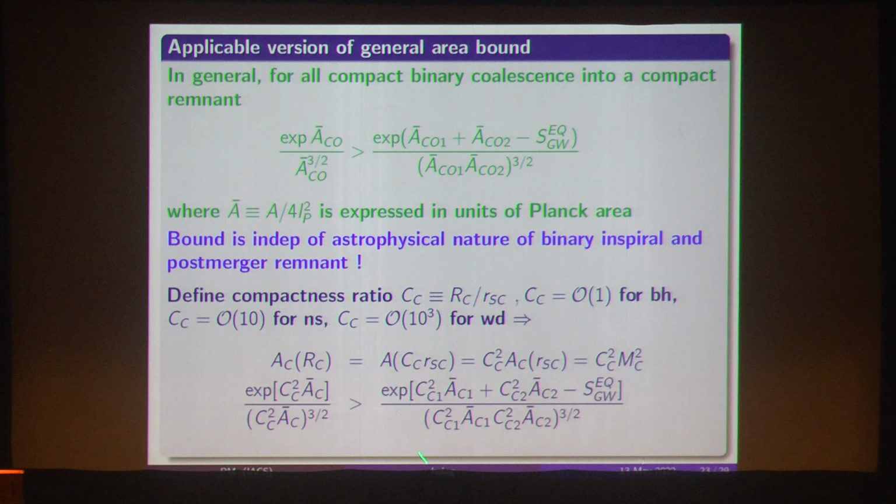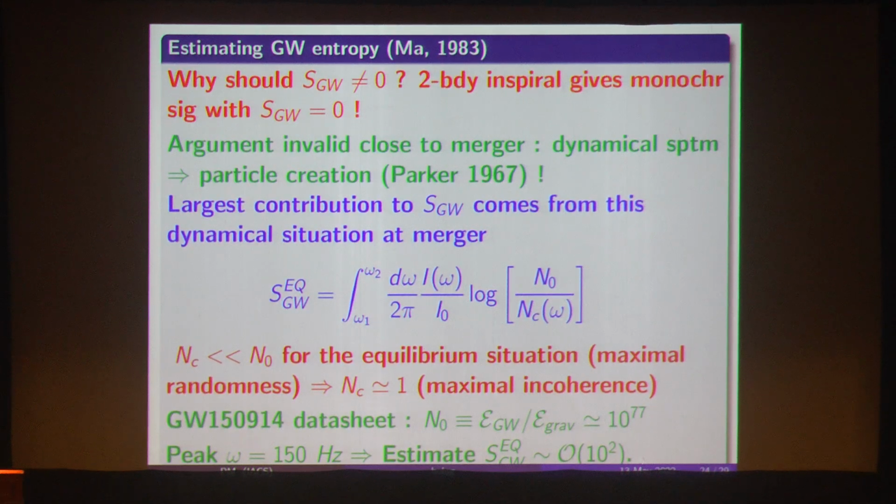And this is some technical thing about the compactness ratio, and you know that the compactness ratio for a black hole is 1, and it's about 1 in 10 for neutron stars, and maybe 1,000 for white dwarfs, and so on. Now, I would like to say a little bit about gravitational wave entropy.